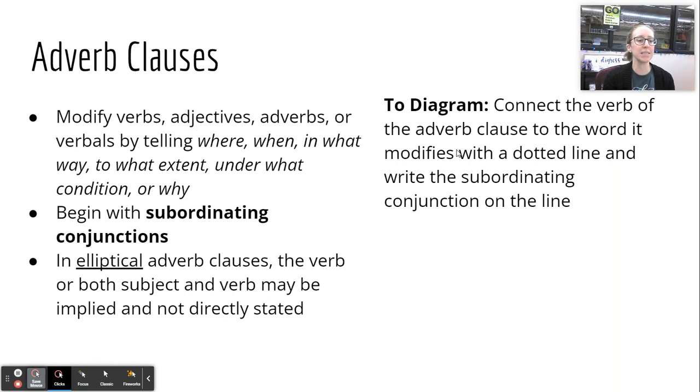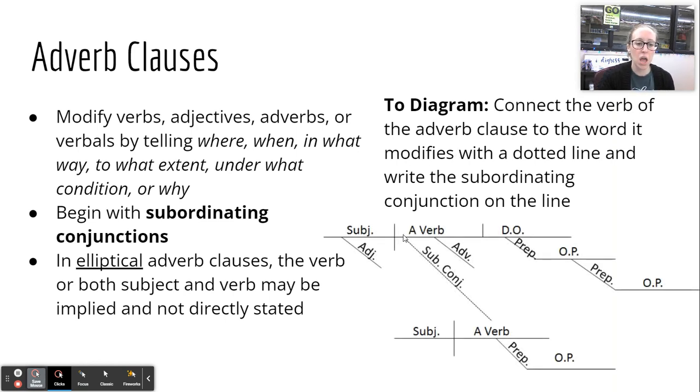So to diagram these types of clauses, you are going to connect the verb of the adverb clause down here to the word it modifies in the main independent clause, and then you'll write the subordinating conjunction on the dotted line. So in this example, we have our subordinate clause modifying the verb of the independent clause, and then we put the subordinating conjunction on that dotted line there.